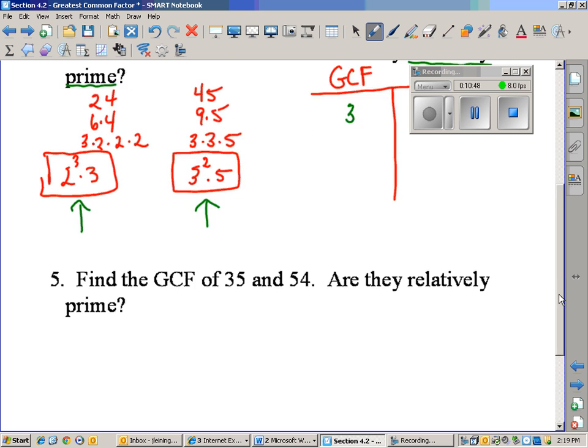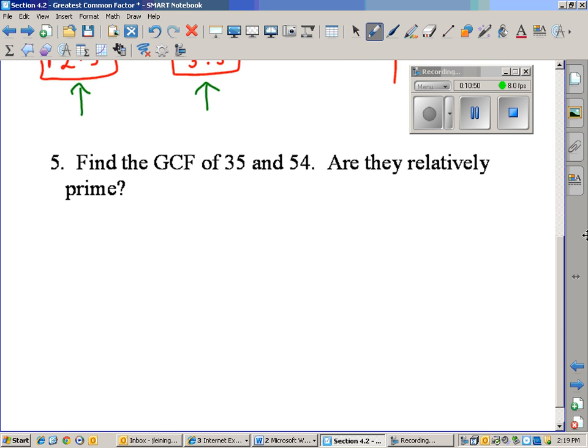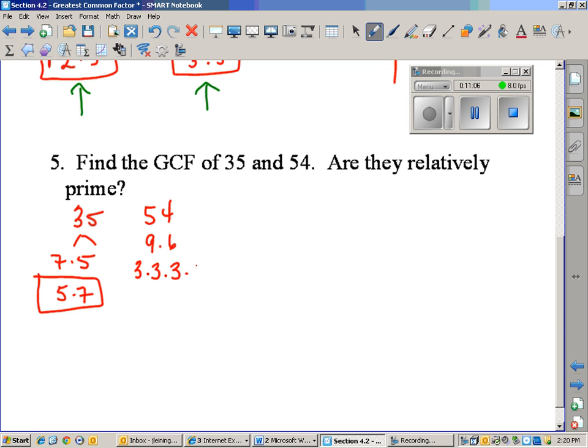Let's see on number 5 what happens. Start with the prime factorization. That looks pretty good, but I do want to put it in order. 54, I'll do 9 times 6. 3 times 3 times 3 times 2. Do I get back to 54? Let's see. 3 times 2 is 6. 18. 18 times 3 is 54. Let's write it exponentially, and let's box it up. We'll go make our T-chart.